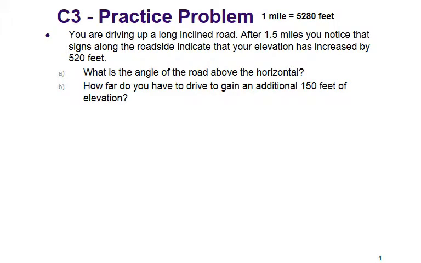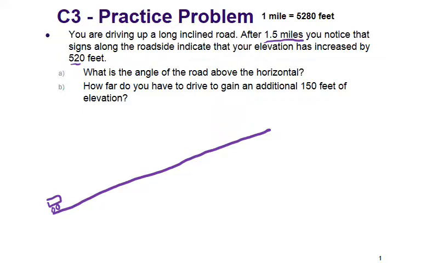Okay, so next we're going to take a look at a driving situation where we're driving up an incline road. After 1.5 miles, you notice the signs along the road indicate your elevation has increased by 520 feet. We want to find the angle of the road and then how far we need to drive to gain an additional 150 feet. So let's go ahead and draw the initial situation here. We've got our road, driving up the road, and after 1.5 miles, we have an elevation increase of 520 feet.